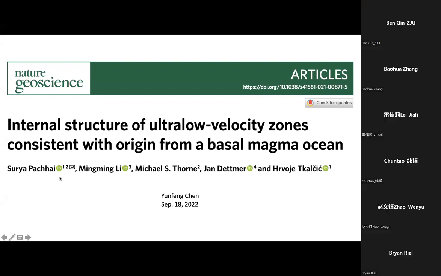So this is a list of authors. First author, Saya Pachhai. Second author, Dr. Mingming Li from Arizona State University, and Michael Thorn from University of Utah, and Juan Detmer from University of Calgary, and Hawaii Selkirk from Australian National University.